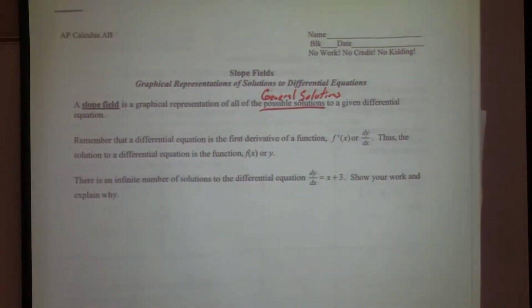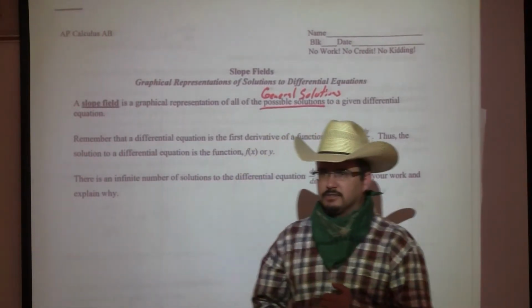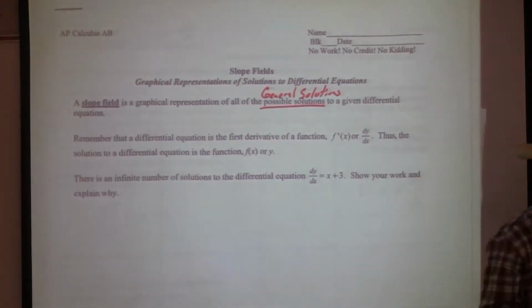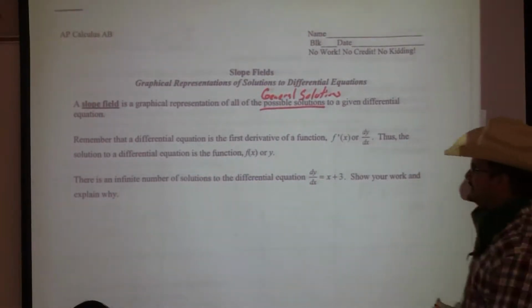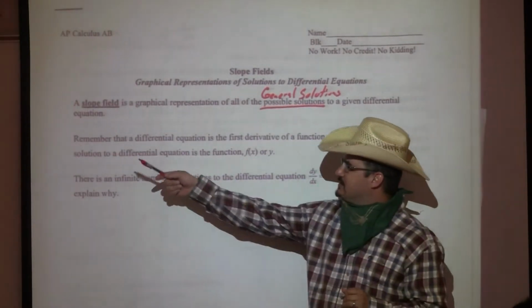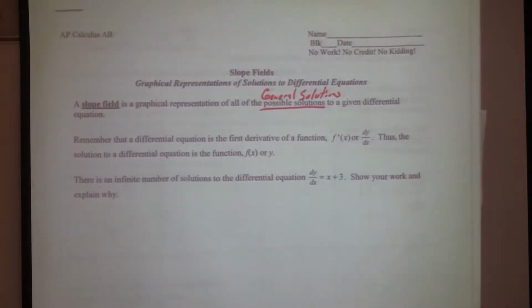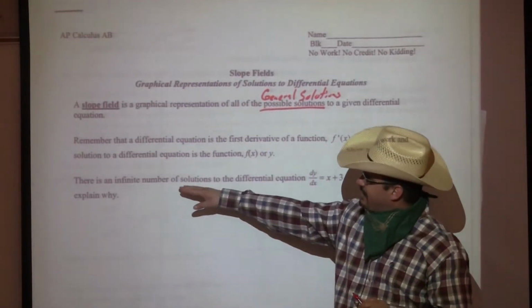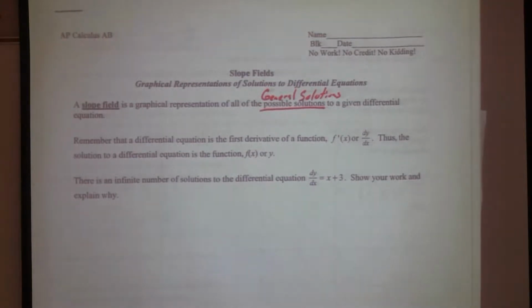Now sometimes one of the things they could ask you is to draw a particular solution, so they would have to provide you with a point to go through. We'll talk about that today. So, quick reminder, a differential equation is the first derivative of some function. Thus, the solution to the differential equation is the original equation, or whatever you get after you integrate that equation. Now, remember we said earlier that there was an infinite number of solutions to this differential equation. Let's warm up by finding out what the original equation would be for this one.